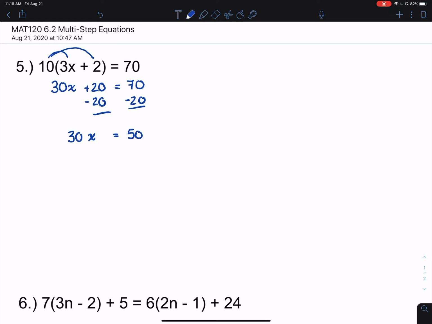Now I need to get that x by itself. To undo that multiplication with the 30, I'm going to divide both sides by 30. That gives me an answer. So when I do that, there's 3 different ways that you may be asked to answer this question.